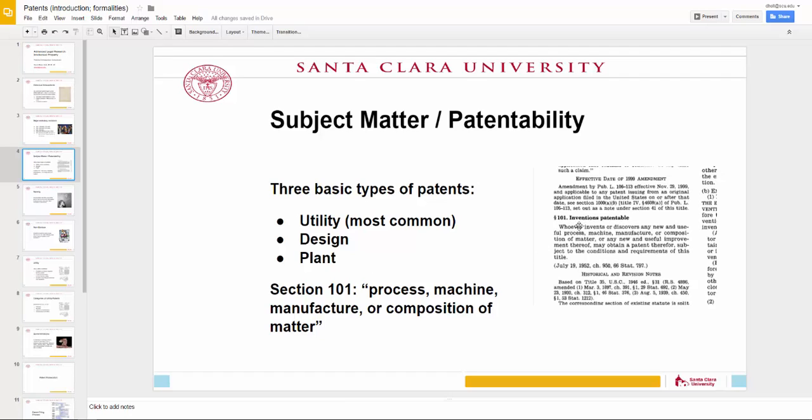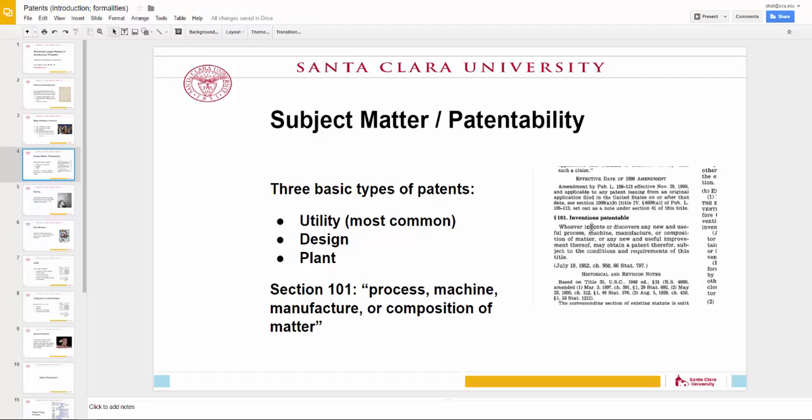This harmonized America with the rest of the developed world, which had already adopted the first to file requirement. Okay, inventions that are patentable are listed in Section 101 of Title 35 of the U.S. Code. It says that whoever invents or discovers any new and useful process, machine, manufacture, or composition of matter may obtain a patent.